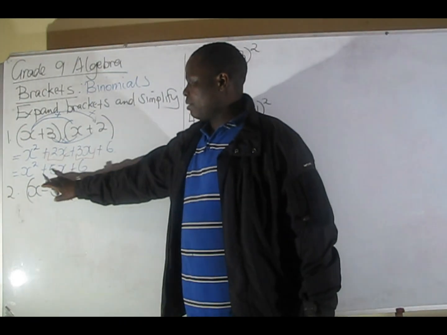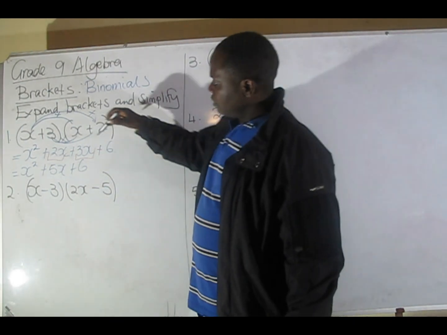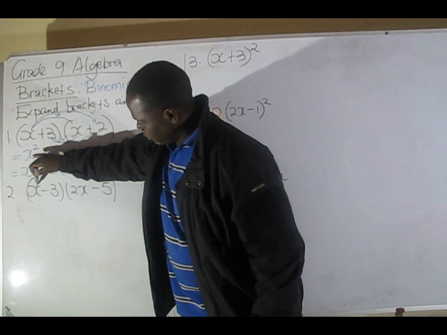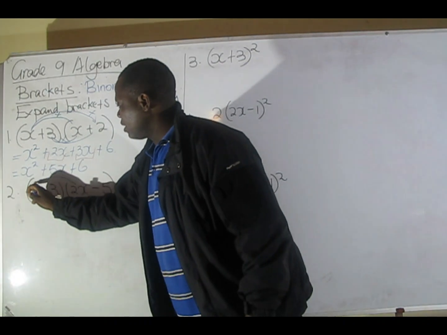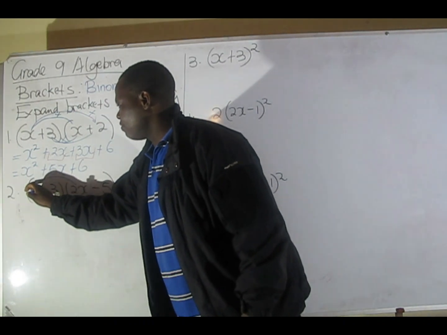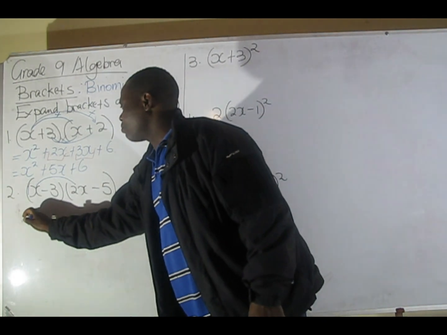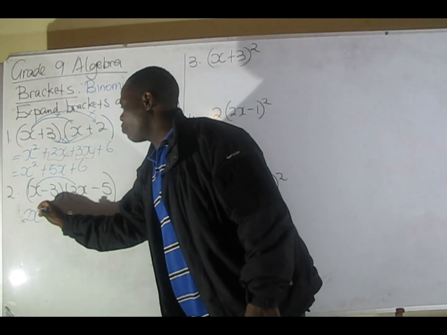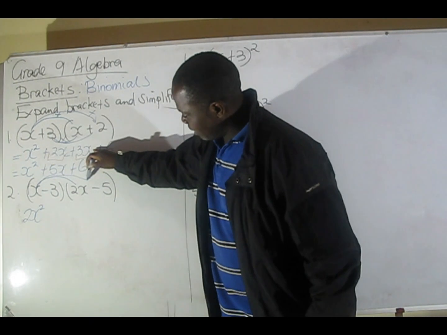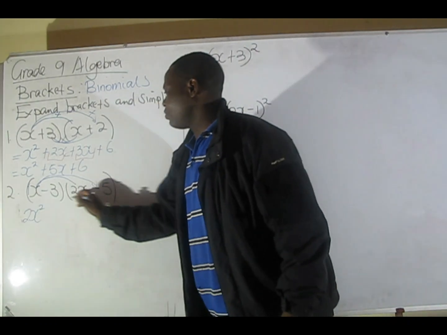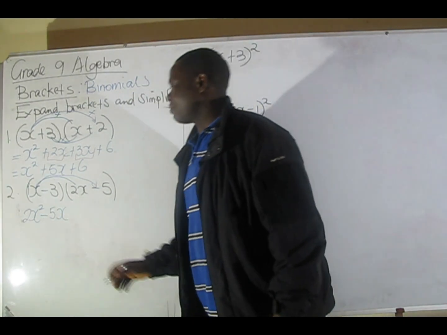Let's work out one more example. I've got a binomial and another binomial. So the first term times the first term, that's x multiplied by 2x. Remember, here there is 1. If there is nothing here, there is an invisible 1. So it's 1 times 2 and x times x. So it will be 2x squared. Then I multiply the same x by the next one. So that's x multiplied by negative 5. That would be minus 5x.